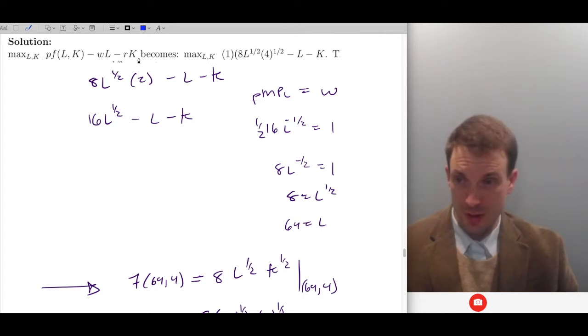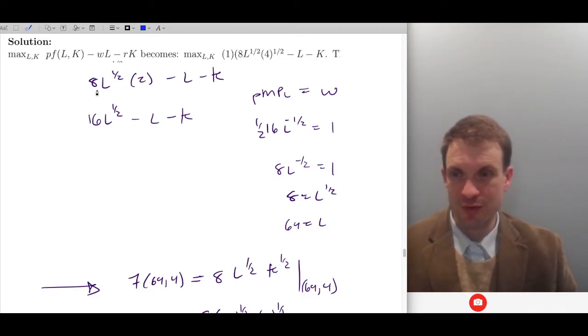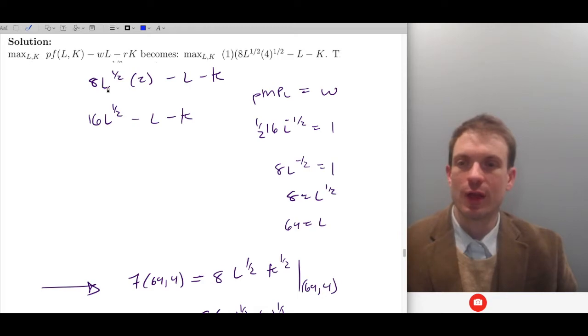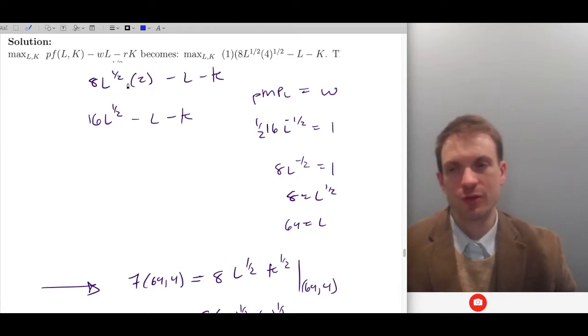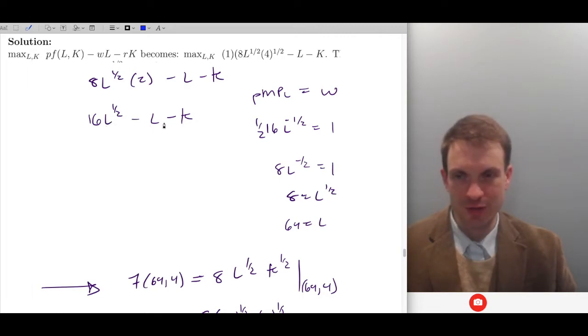So our production function becomes this: 8 times square root of labor times 2, the square root of 4, right? Factor price of labor and factor price of capital are both 1. So we're going to have 8 times square root of labor times 2 minus L minus K. Take the square root here. So this is going to be 8 times 2 is 16 square root of labor minus L minus K.